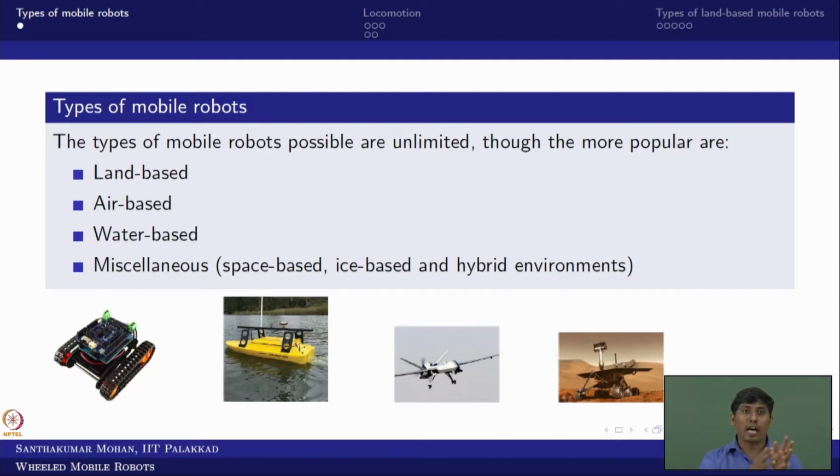So land based, air based and water based are the broad categories. Whatever special case we get, we put in miscellaneous. Here, the sample photo I put for miscellaneous is something like a lunar mover. The other three are very specific, but we are focusing on the land based in this lecture.